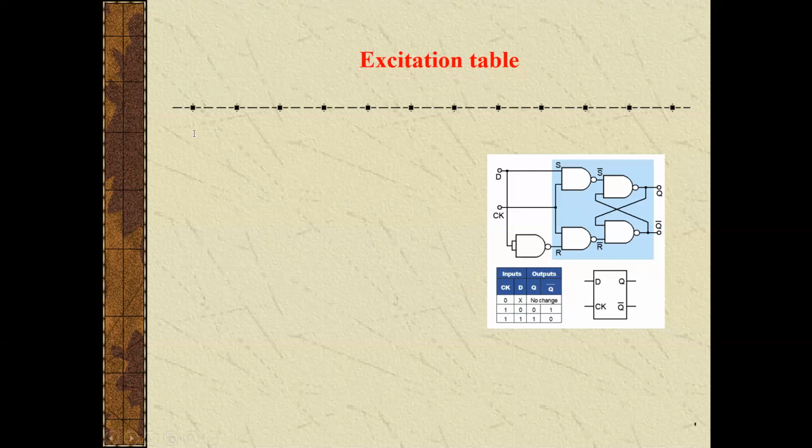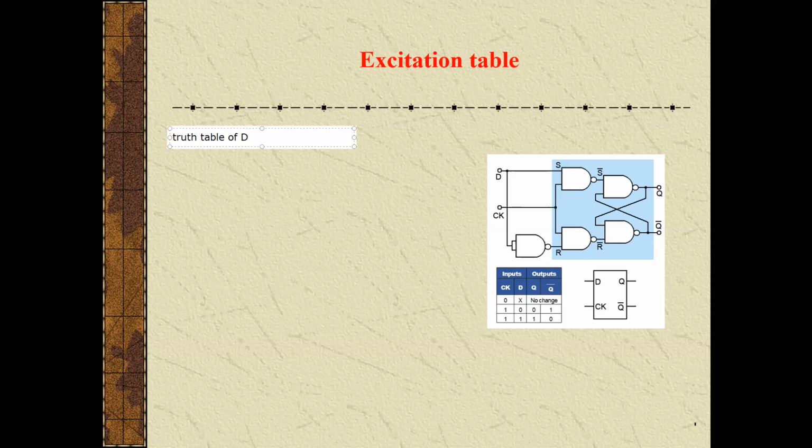Before going to form an excitation table, we have to see the truth table of the flip-flop. So there is one input terminal, that is D, and output terminals Qn and Qn plus 1, this one is the next state output terminal.